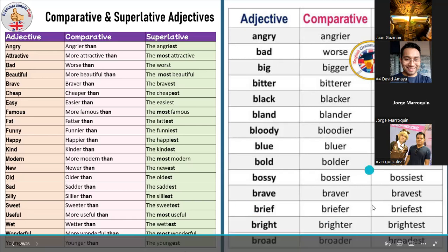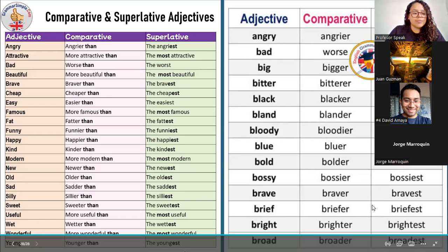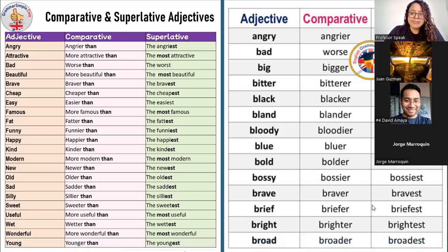Sweet, sweeter. Useful, more useful. Very good. Wet, wetter. Wonderful, more wonderful.